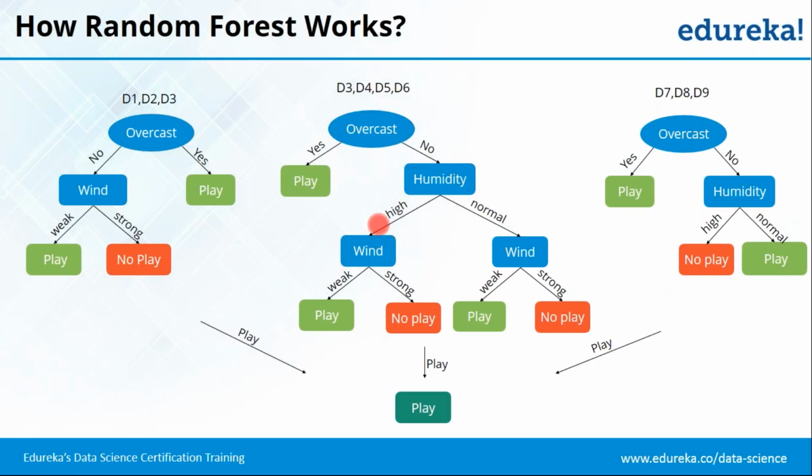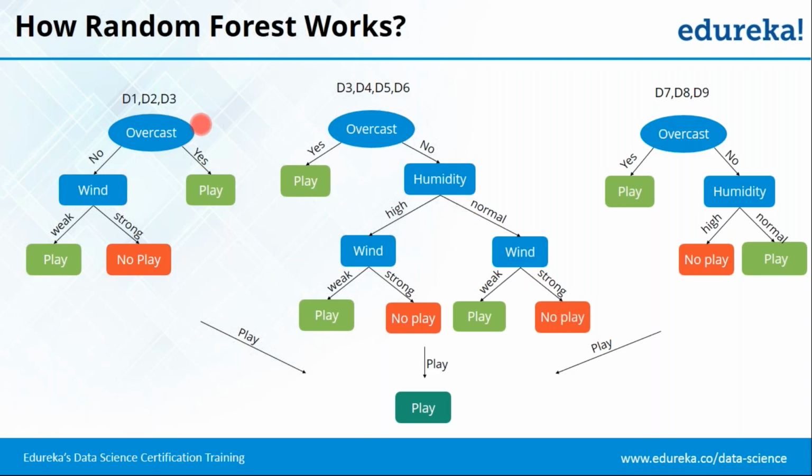Now we'll take the first case. If the humidity was high and wind was weak, then you will play the match. Else, if humidity was high but wind was too strong, then you would not go out and play the match, right? Now let us look at the second daughter node of humidity. If the humidity was normal and the wind was weak, then you will definitely go out and play the match, else you won't go out and play the match.